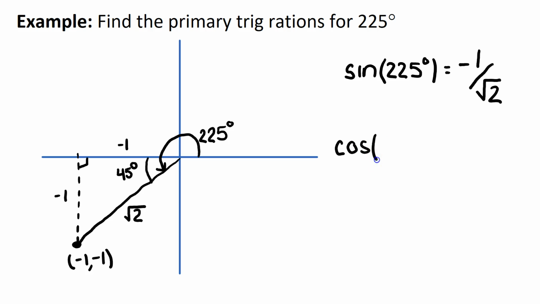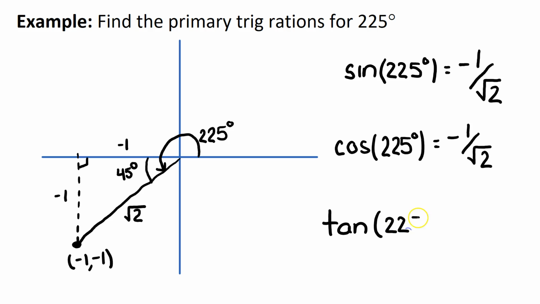Cos of 225 degrees is going to equal to, and cos is adjacent over hypotenuse, so that's again going to be -1 over root 2. And tan of 225 degrees is going to equal to opposite over adjacent, so that's going to be -1 over -1, which is 1 over 1, or simply 1.